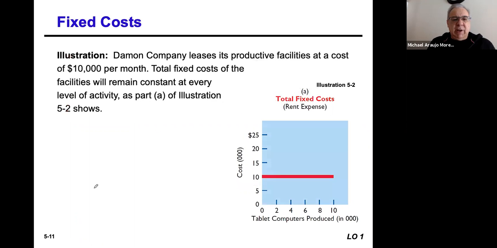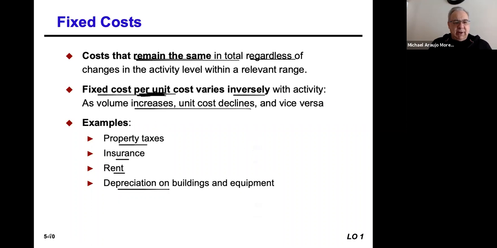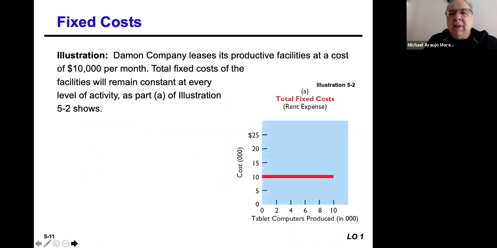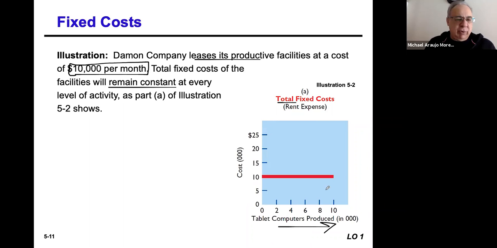Okay. So here we have, whoops, I'm sorry, clicked the wrong one, got clicky fingers today. So here they lease a production facility for $10,000 per month. Okay, so that's a fixed cost. That $10,000 per month is going to remain the same regardless of how many tablets Damon Company produces, right?